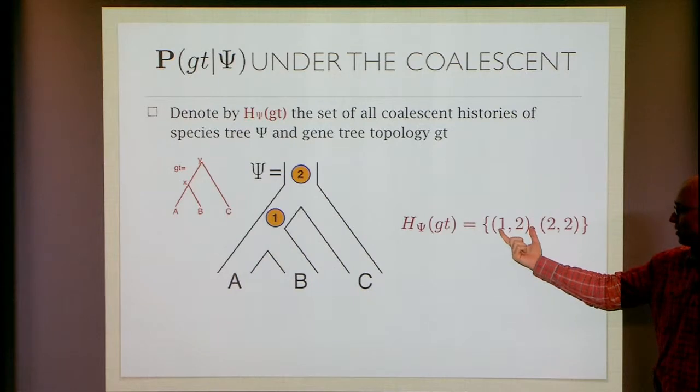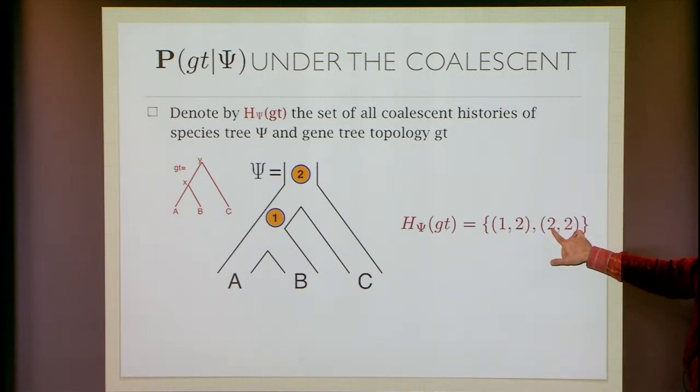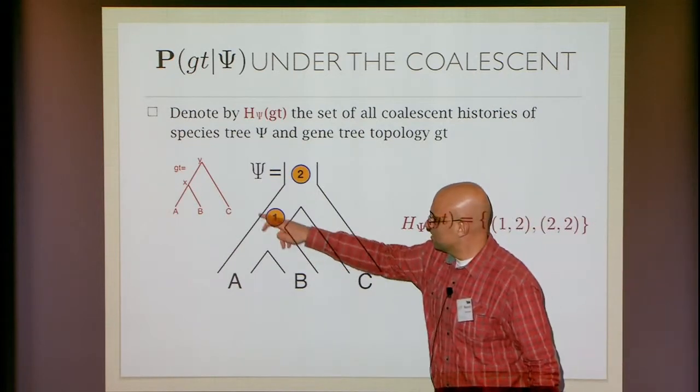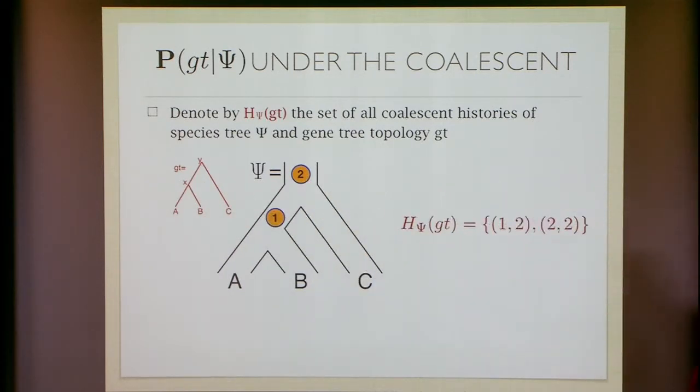So this vector 1, 2 tells me that one embedding of that gene tree inside the species tree is to map X to 1, Y to 2. This is saying X to 2, Y to 2. And there are no other coalescent histories for this gene tree, because I'm just focusing on the topology. If we focus on time, then the times of these events are going to dictate where these things happen.